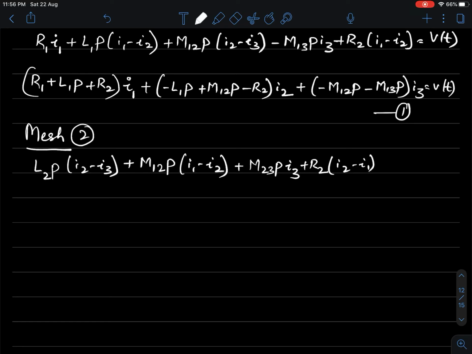I'm writing for mesh 2, right? That's why. Plus M13P, because I'm dropping potential again, positive to negative, I3. Now negative to positive, minus, the magnitude is M12P, I2 minus I3, plus L1P times I2 minus I1, equal to 0.